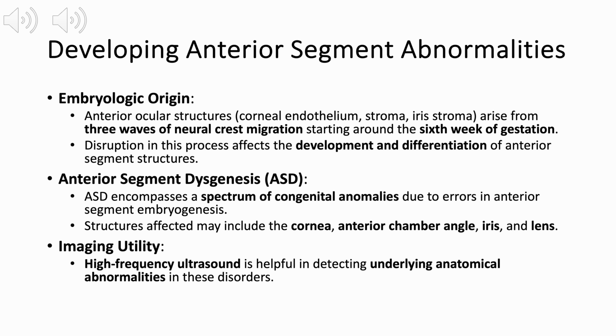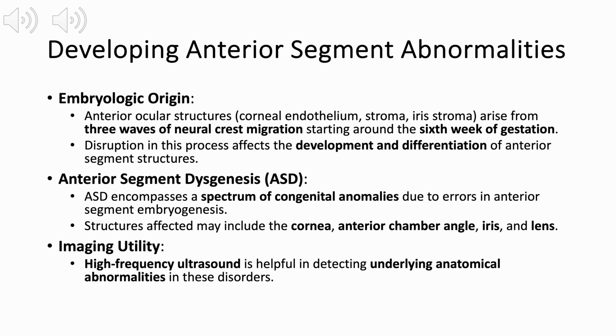Anterior segment dysgenesis refers to a group of congenital anomalies caused by errors in anterior segment embryogenesis. These anomalies represent a spectrum of defects that can affect various structures, including the cornea, anterior chamber angle, iris, and lens. The manifestations of anterior segment dysgenesis vary in severity and may present with overlapping clinical features. To aid in the evaluation of these developmental abnormalities, high-frequency ultrasound proves to be a valuable diagnostic tool. It enables the detection of subtle anatomical anomalies that might not be visible through conventional clinical examination, offering crucial insights for diagnosis and management.